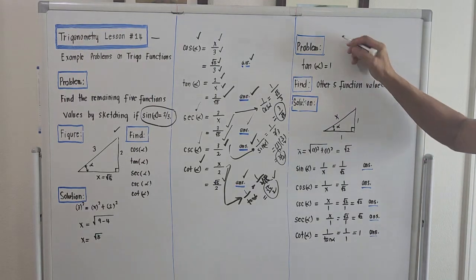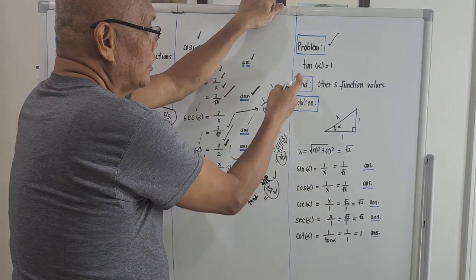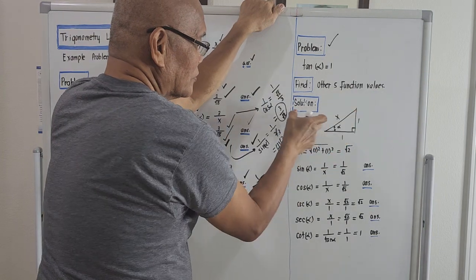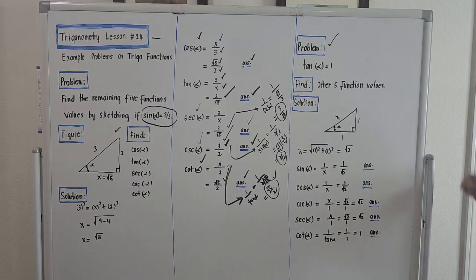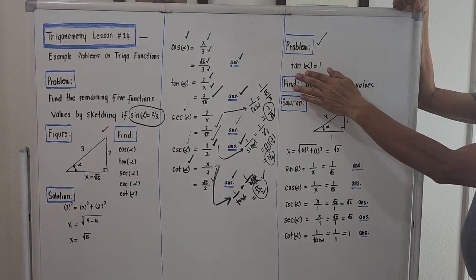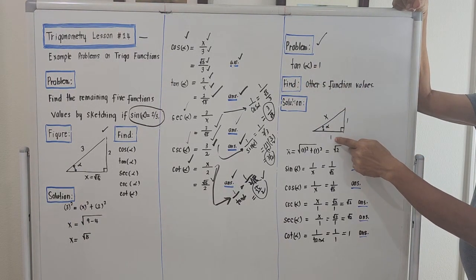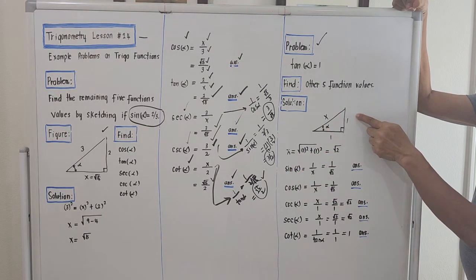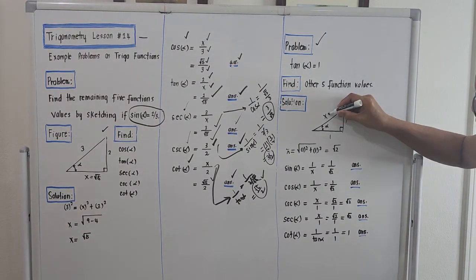Okay, example number 2. If the value of tangent of alpha is equal to 1, find the other 5 function values. Solution. Okay. Tangent of alpha is 1. So this should be 1. This 1. So the hypotenuse will be the square root of 1 squared plus 1 squared, which is square root of 2. So the hypotenuse will be square root of 2.